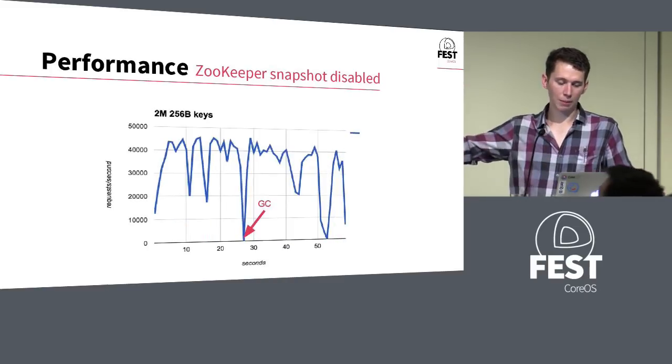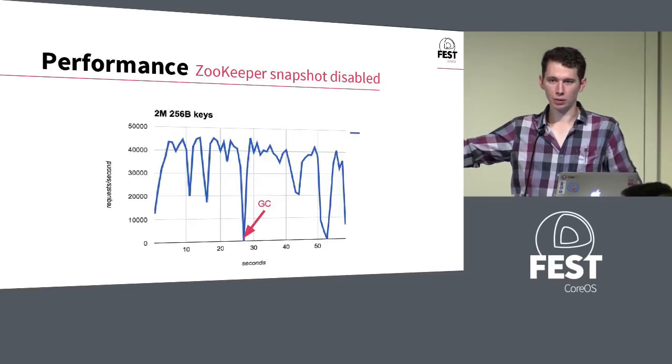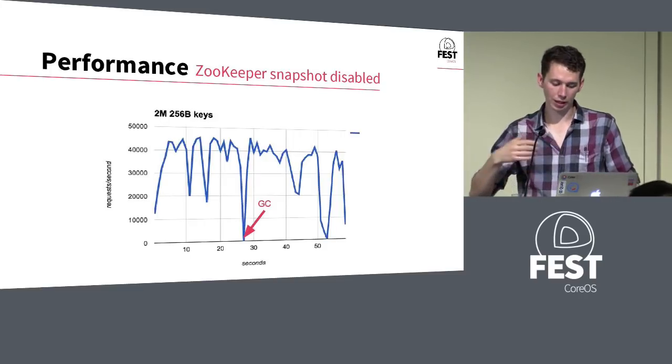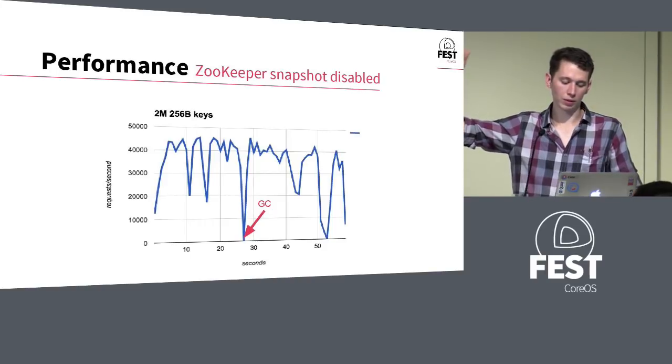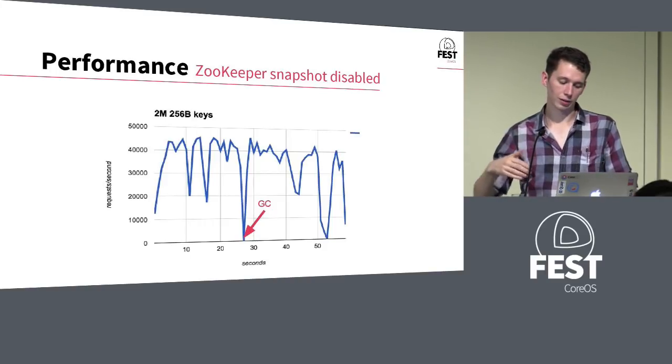Now, of course, you can disable snapshots. This isn't really a recommended production setup, but even then you get with Zookeeper these moments where the GC comes in and causes the requests per second to crash.